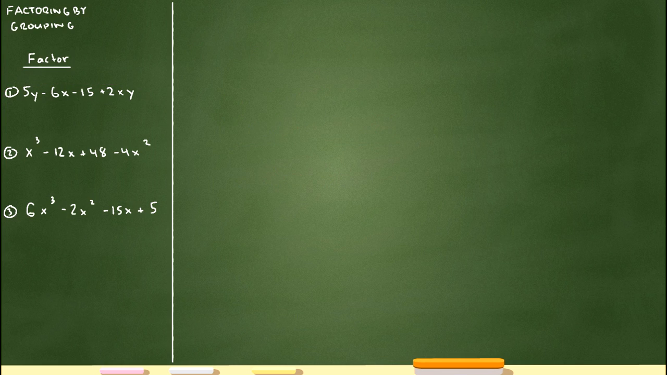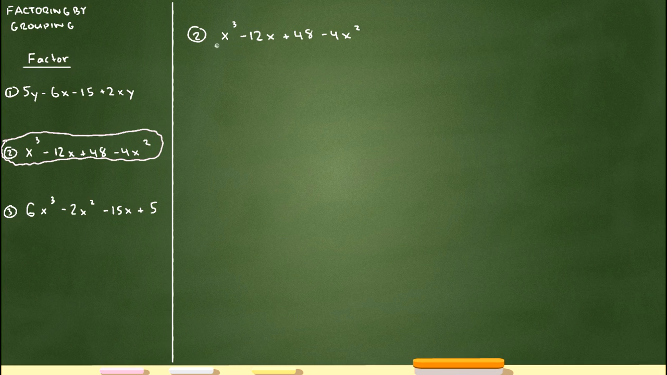So next up, let's take a look at number 2. We have x cubed minus 12x plus 48 minus 4x squared. We know this is factorable because the test says if we take x cubed multiplied by 48 here, we get 48x cubed. And these remaining two would also give me 48x cubed if they're multiplied together. So if you could find multiplications like that, then we know it's factorable.